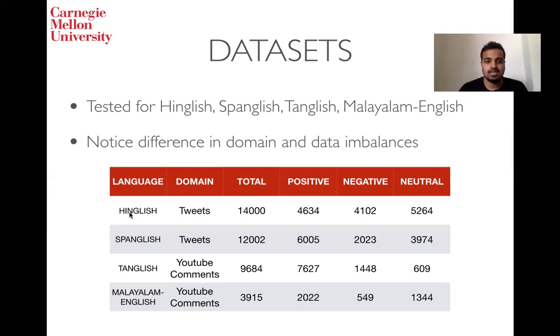The two datasets, English and Spanglish, are Twitter datasets, and they are also relatively balanced, whereas the Tanglish and Malayalam-English datasets are YouTube comments, and they're relatively imbalanced compared to English and Spanglish.